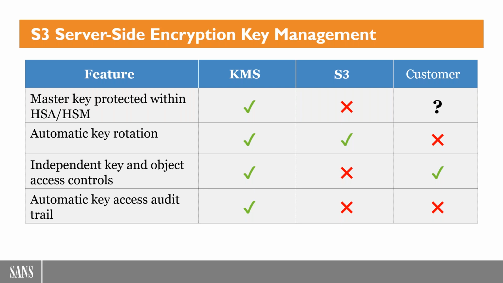When KMS manages the keys for S3, it does provide you a lot of other options, as you can see here, such as the master key being protected in either an HSM or what Amazon calls an HSA, which is a hardened security appliance, and we'll get into how secure that really is in a moment. They both provide automatic key rotation, but when S3 is managing the master keys for you, there's no way to distinguish access controls to the key versus the object itself. That's a subtle nuance, but if you have access to the object, you have access to the key.